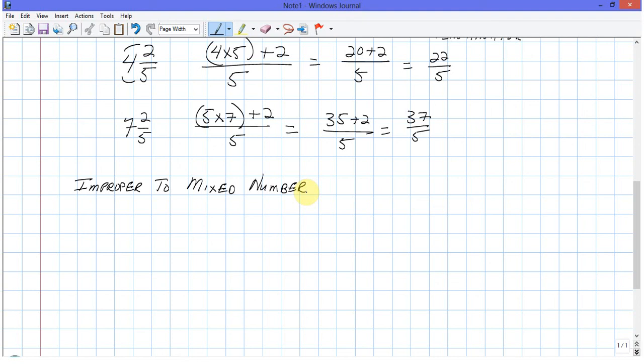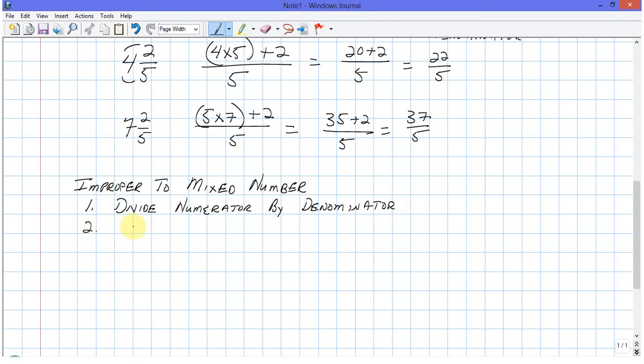Okay, so if I want to go from an improper to a mixed number, what I need to do is divide the numerator by the denominator, but I need to use remainder form. So I'm not going to use a calculator because I need the remainder. So our first step would be to divide the numerator by the denominator. And then we're going to get a divisor part, a remainder part, and a quotient. So we need to figure out where all that's going to go.